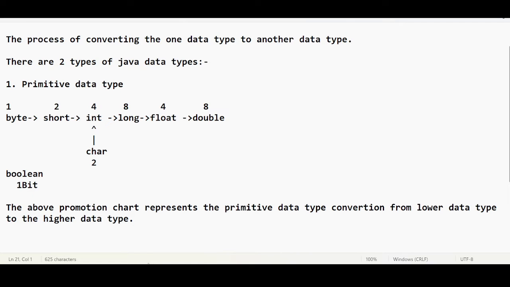So this is what it is, and this concept is also called widening. In the interview room, there are high chances that you get a question like, what is widening in Java? The answer is very simple. The process, or the mechanism, of converting a data type from the lower data type to the higher data type is called typecasting, and this type of conversion is called widening. So this is the simple definition.